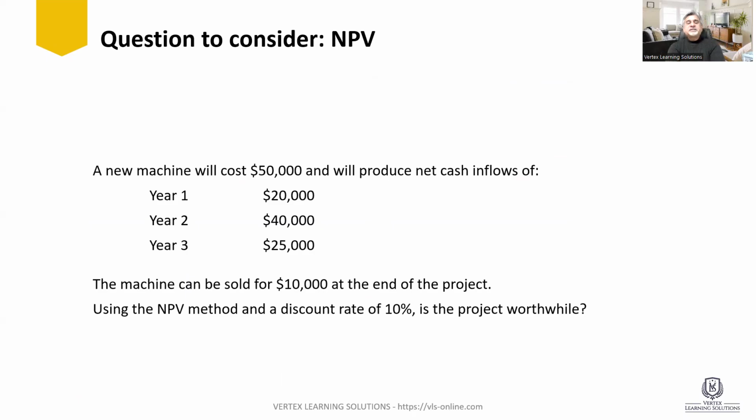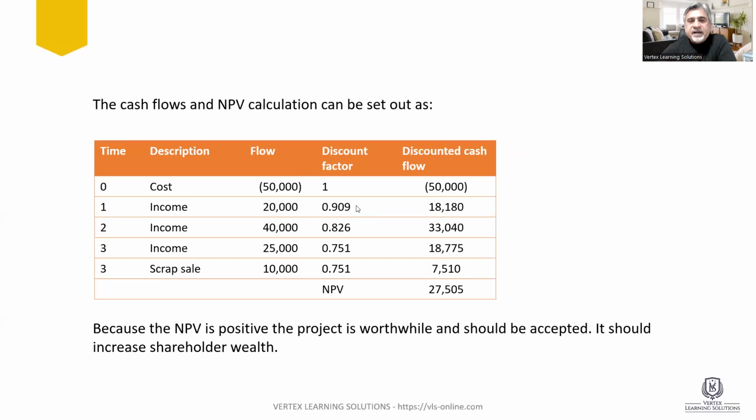Using the NPV method and a discount rate of 10%, is the project worthwhile? 10% is the discount rate. So let's make a table very quickly. Initially you have year 0, where 50,000 is your investment, which is a cash outflow. The year 0 discount factor is always 1, as we just discussed. So the present value is 50,000, the discounted cash flow, called DCF. I'm not calling it net present value, I'm calling it present value. Then you have year 1, year 2, year 3, with 20, 40, 25. The scrap sale is also in year 3, and these are the factors.